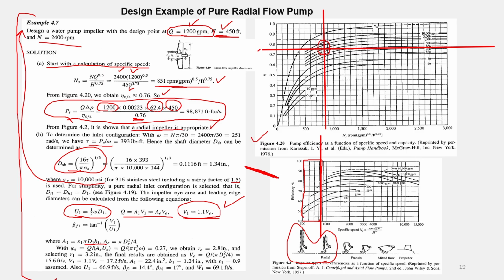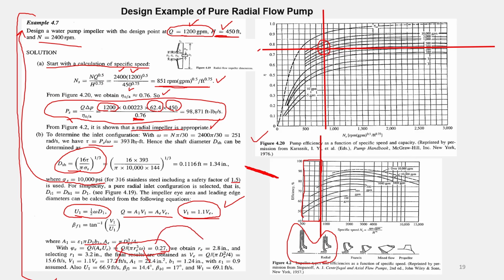So we have selected, remember I told you that you have to make the eye flow coefficient between 0.25 and 0.30. In this case we have selected the eye flow coefficient to be 27%, and from this selection, okay, this is the eye flow coefficient selected. And remember, we know the omega, right? We know the flow rate.